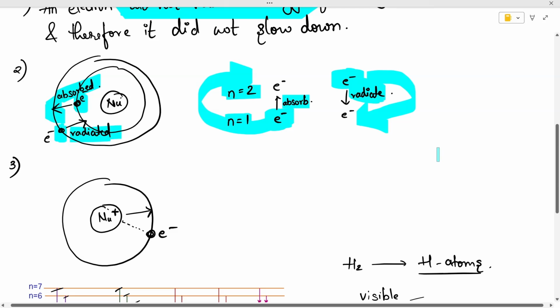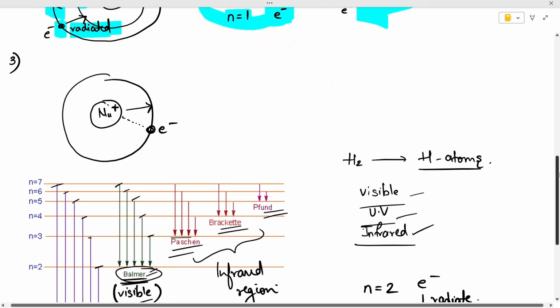Okay, this was the thing which was said by Bohr. What was the third thing?